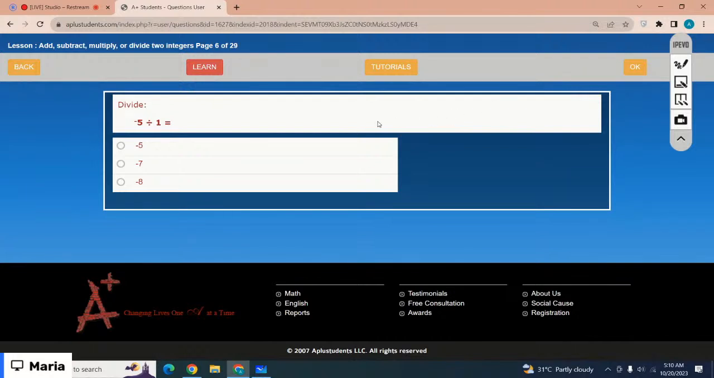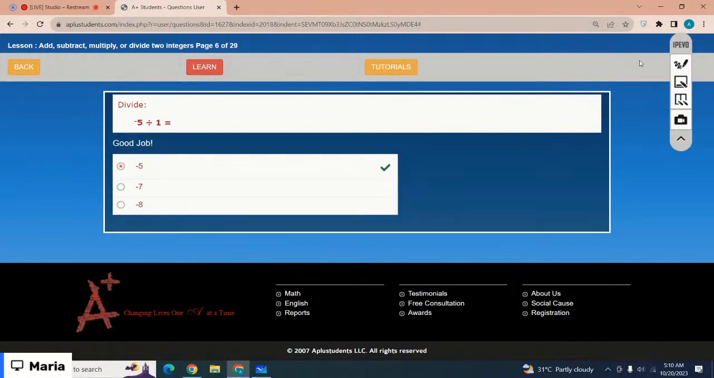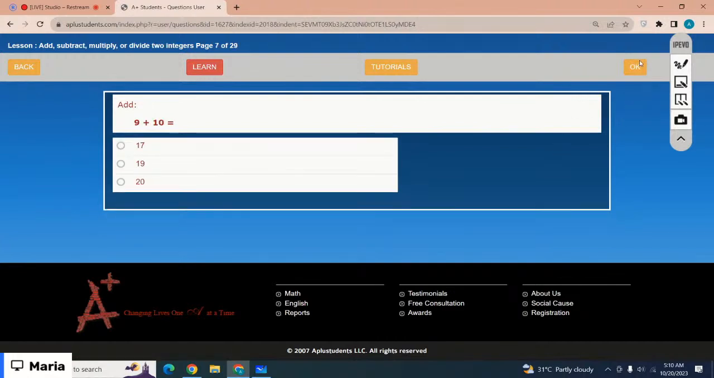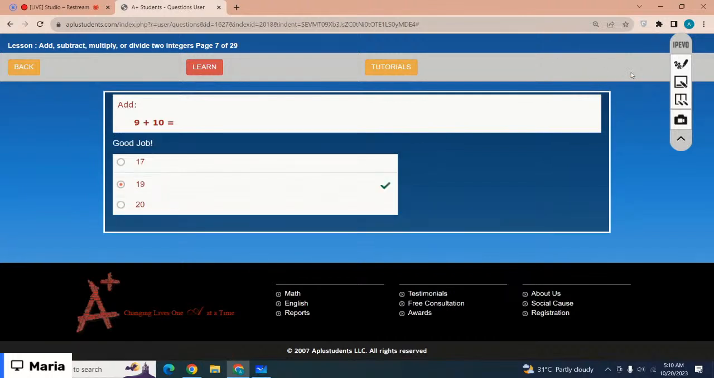Yes, that is negative 5. Sorry. Okay. The next one is 10 plus 9. Both the numbers are positive, so you need to simply add them, right? That is 19.